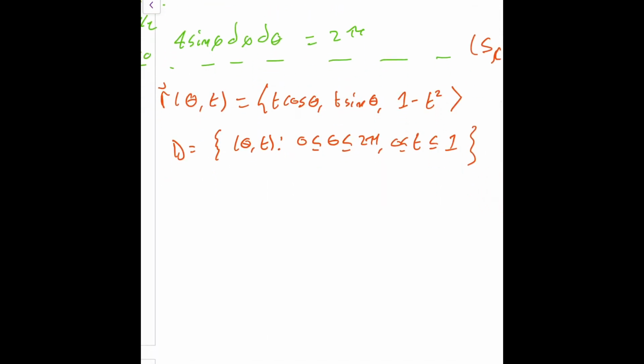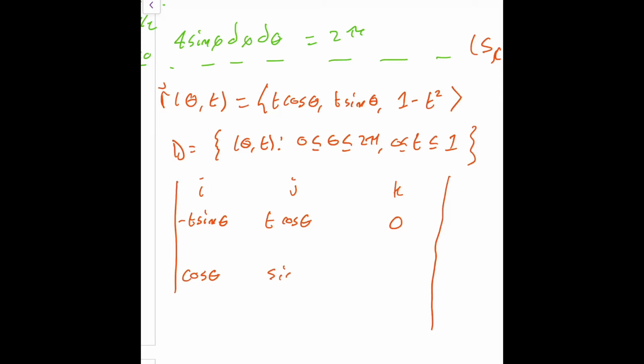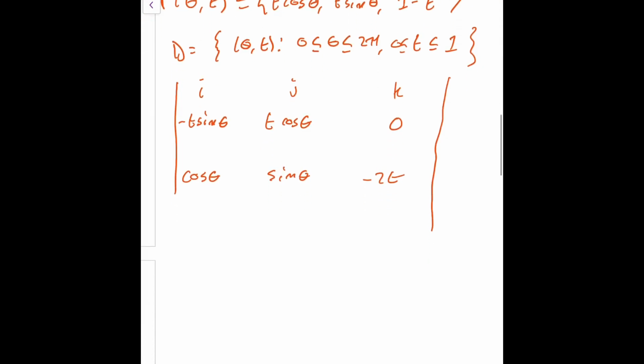So now we need to compute r theta cross rt. So this is i, this is j, this is k. r theta, take the derivative of r with respect to theta. This is minus t sine theta, t cosine theta, 0. Now we take the derivative with respect to t, so this is cosine theta, sine theta, minus 2t.